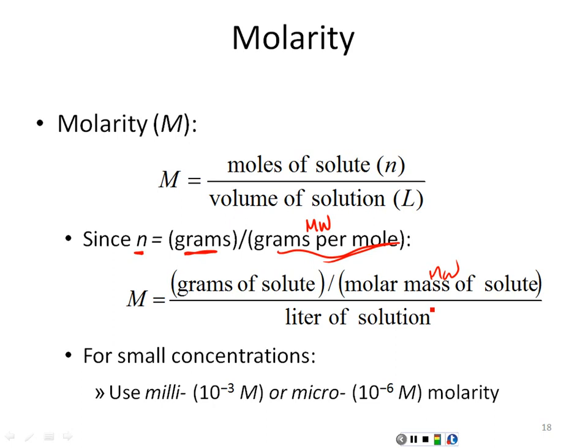And for small concentrations, sometimes you see the suffix milli, so millimolar, and that, if you remember, is 10 to the negative 3 molar. And also we've used micro, and that's 10 to the minus 6 molar. So if you see micromolar, that would be 10 to the negative 6 molar, or millimolar is 10 to the negative 3 molar.